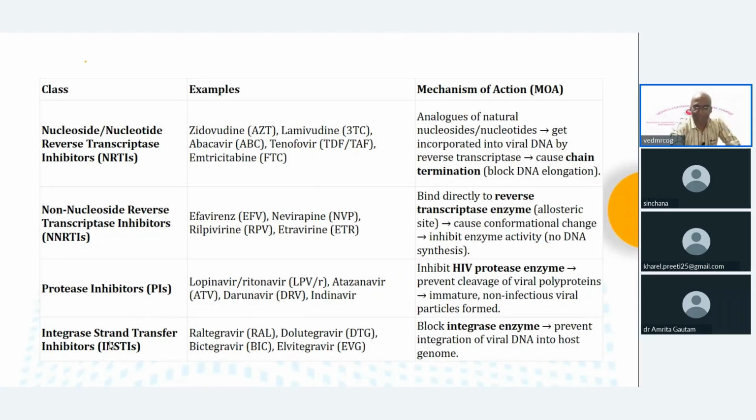Then coming to the integrase strand transfer inhibitors, that is INSTIs, also called integrase inhibitors. All integrase inhibitors, integrase, here comes G. So all gravirs are integrase inhibitors. You have raltegravir, dolutegravir, elvitegravir, then bictegravir. So these are integrase inhibitors. They will block the integrase enzyme and prevent integration of viral DNA into the host genome. So these are the mechanisms of action. Please go through all these drugs later on.